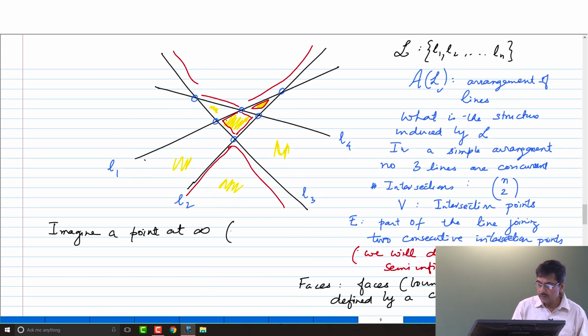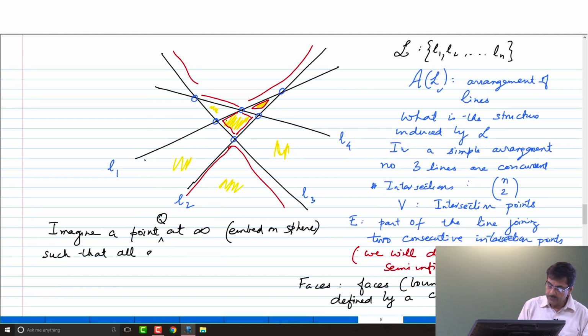Infinity, or let us say embed on a sphere. Let us say some special point, capital, no, let's not put this capital P. Let's say some capital Q, such that all semi-infinite edges converge in P Q. Then that implies all faces are also bounded.